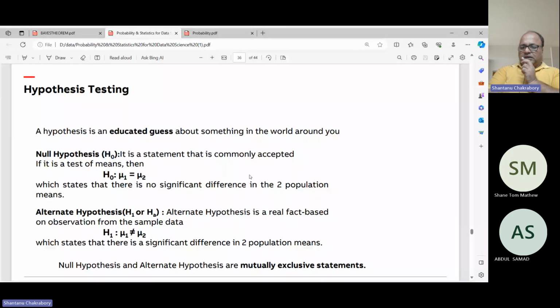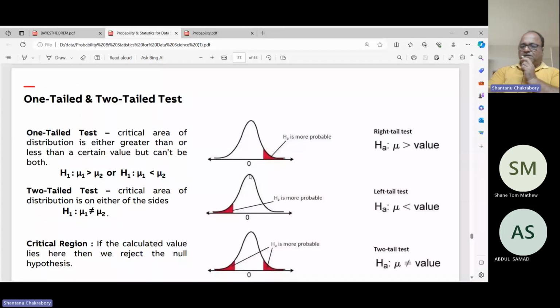Here there are different types of hypothesis testing that we do: one tail and two tail. One tail is where the critical area of the distribution is either greater than or less than a certain value, and can't be both. That is called a one tail test. And two tail means the critical area of the distribution lies on either side. The critical area means the region of acceptance and the region of rejection. So one-sided is one tail, two-sided is two tail.